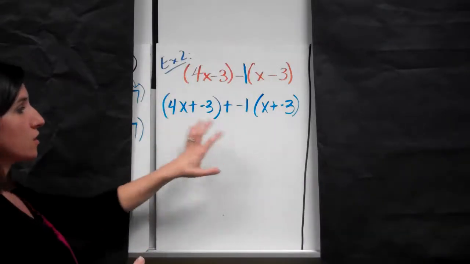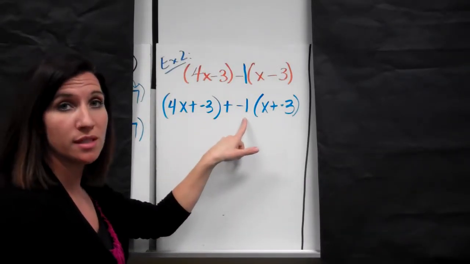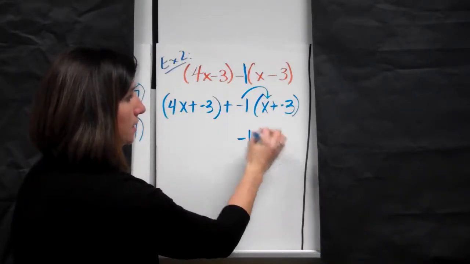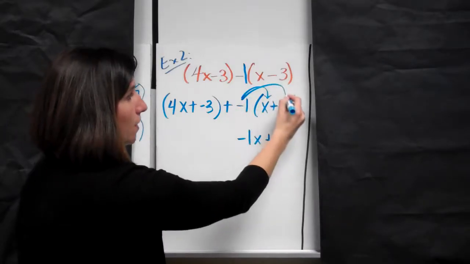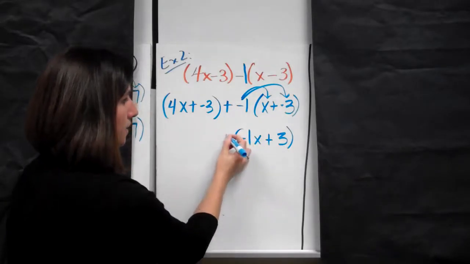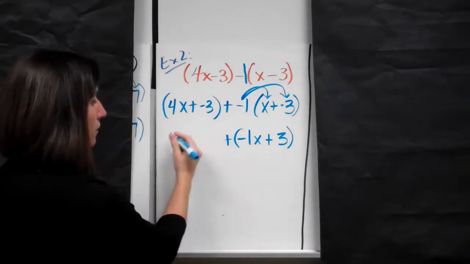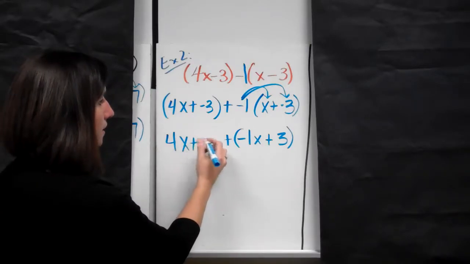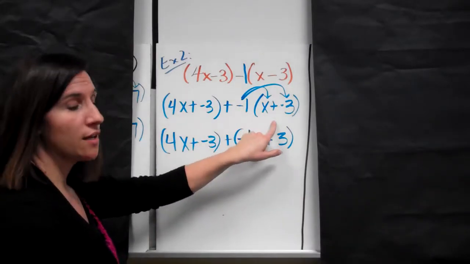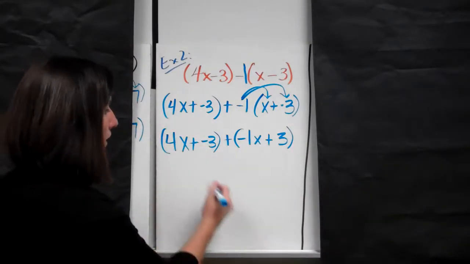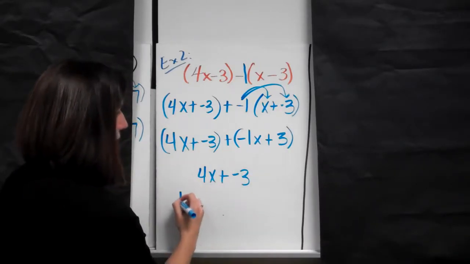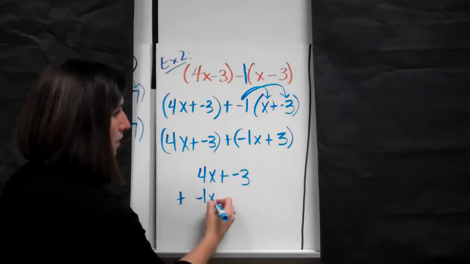Now, before I start lining them up going vertically, I have to distribute this negative 1. So this becomes negative 1x plus, and now I have a negative times a negative, which gives me positive 3. I'm going to keep it in parentheses, bring down your addition sign here, and I'm going to rewrite this as 4x plus negative 3. I'm going to keep that in parentheses. Now that I distributed this negative, I can line them up going vertically. So I'm going to take the 4x plus negative 3, and I'm going to add this negative 1x plus 3.